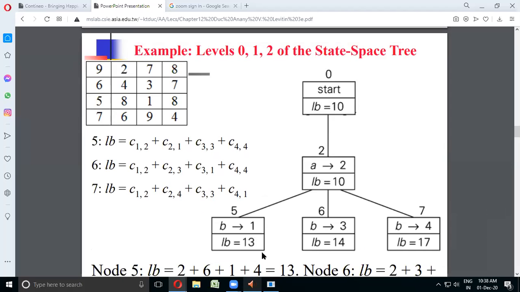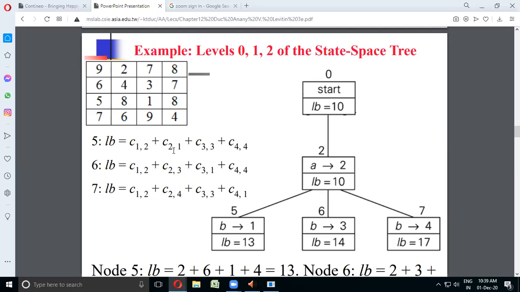Okay. So now next we will go for the next node 6. What is it that we are doing? Now what is the possibility here? First person is assigned the second job. And then the second person is assigned the third job. Second person is assigned the third job, and third person is assigned the first job. So it will be 2 plus 3 plus 5 plus 4. So what is that? I get 14.